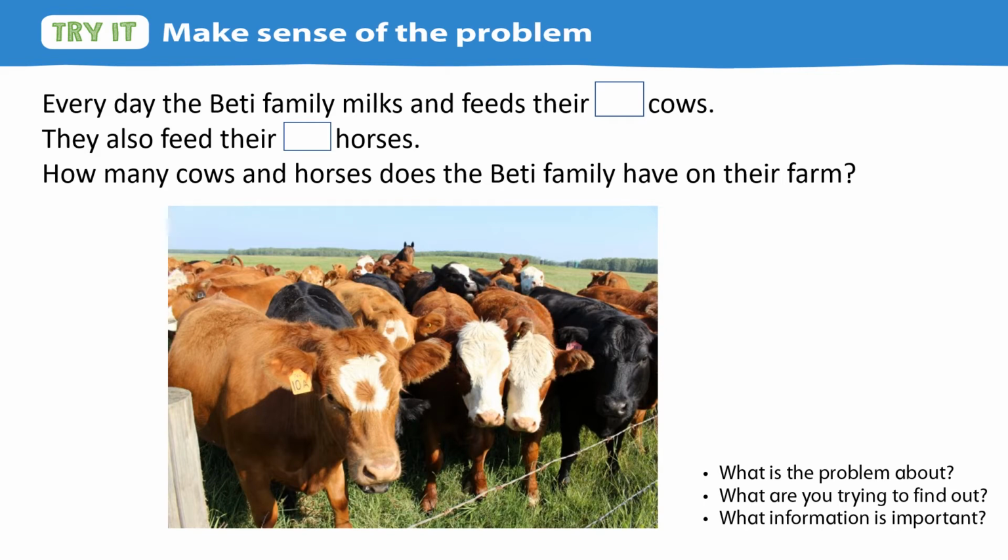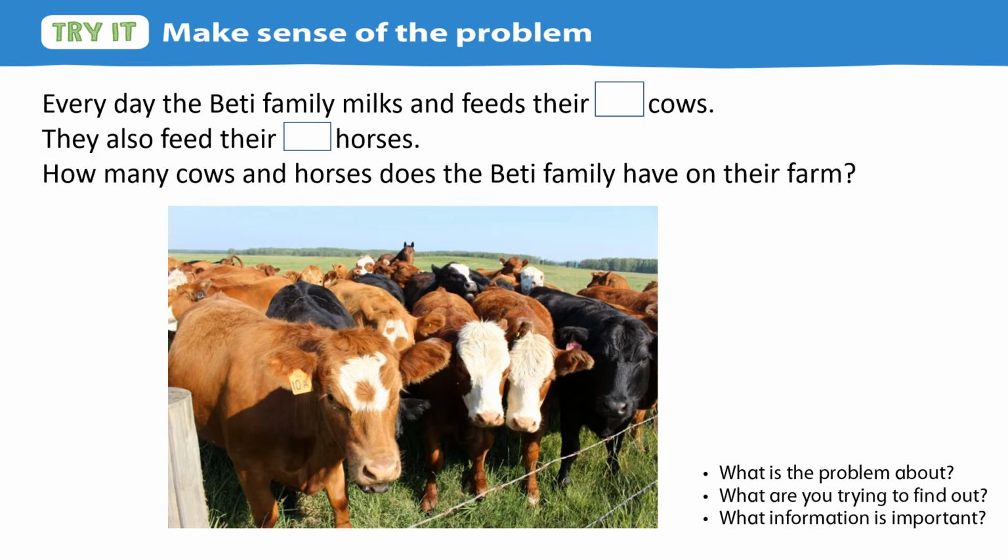Every day, the Betty family milks and feeds their cows. They also feed their horses. How many cows and horses does the Betty family have on their farm? The first thing I wanted to do when I was trying to figure out this story was to say to myself, well, what is this problem about? And I know that the problem is about the Betty family feeding and milking their cows and feeding their horses. And they have a farm.